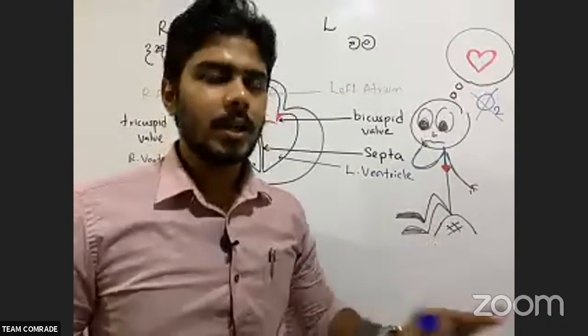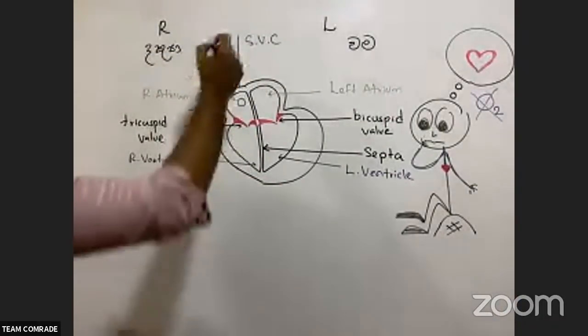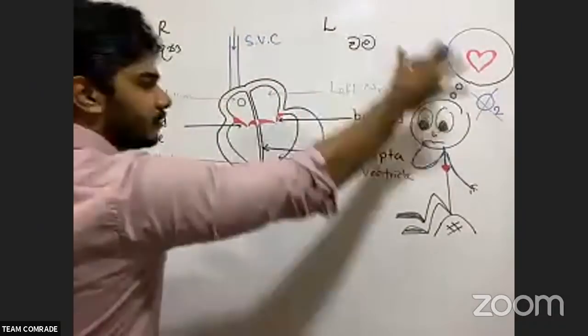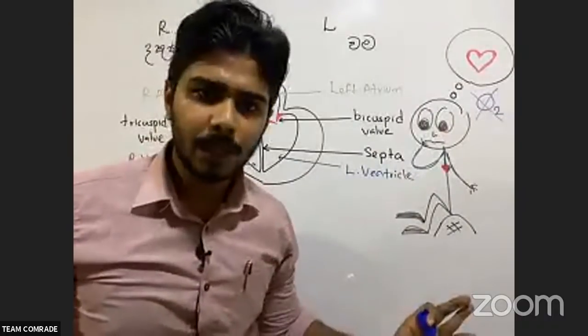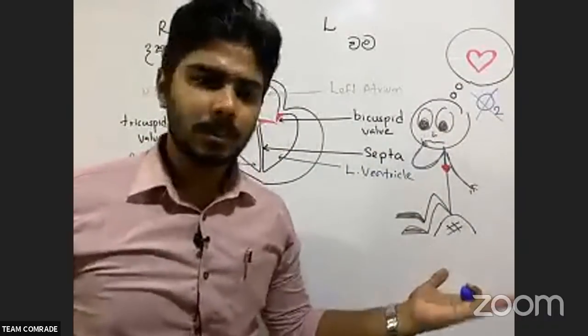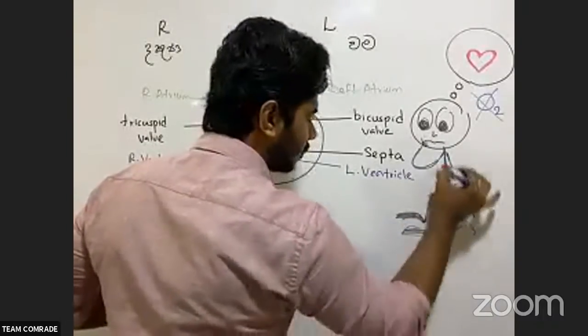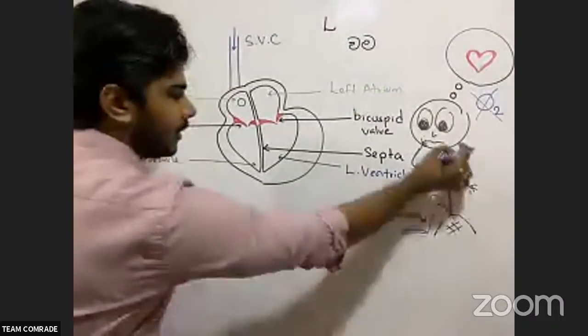Deoxygenated means no oxygen. So the deoxygenated blood is coming from the top part of the body. Is the used blood coming only from the top part of the body? No. It should come from the bottom part of the body also, from the legs and everywhere. Right? Okay. So from here and all that comes. Now that is coming from the downside.